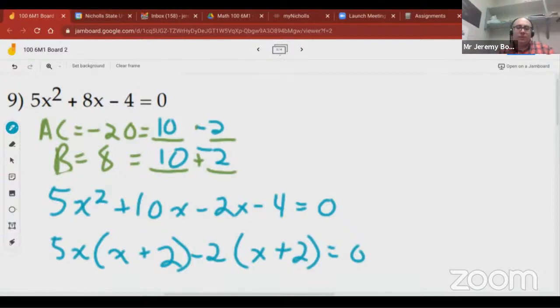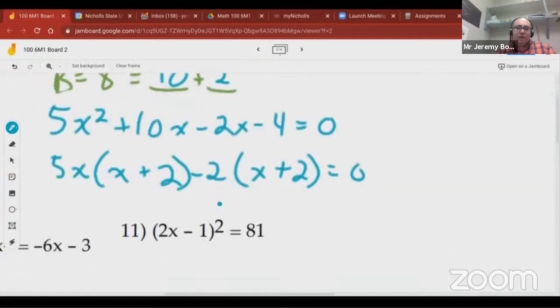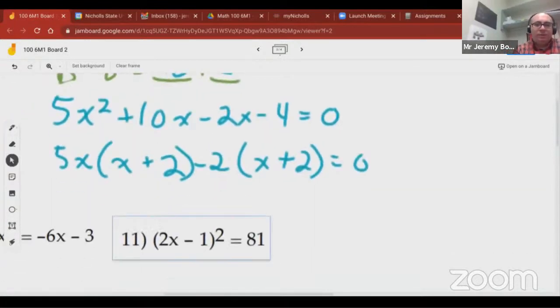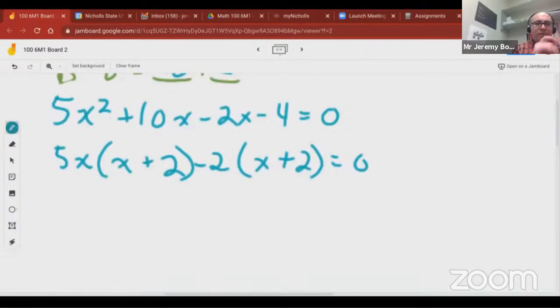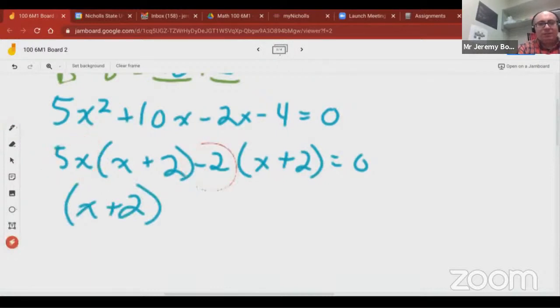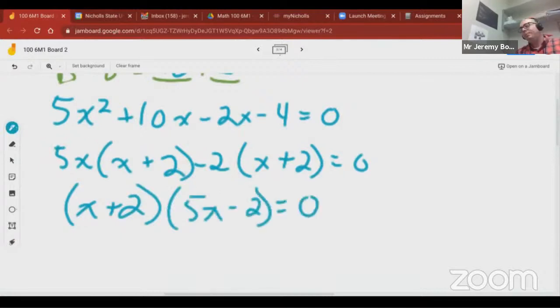All right, so once we're there, we have to move some of these. Once we're there, I have x plus 2, x plus 2. I'm going to factor that out. And what's left over? 5x minus 2. So that's going to be my other binomial. And so what we end up with is x plus 2 times 5x minus 2 is equal to 0.